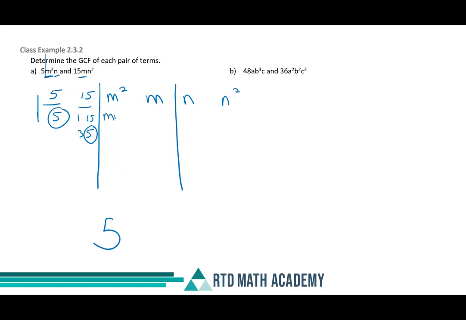Here I've got two m's. I've only got one m in the second term, so I can only actually take the highest number of m's that will be common between those two terms. That's one m, and the same thing happens with the n's. I have two n's in one term and one n in the other term, so I can only actually use one n. So the greatest common factor between 5m squared n and 15m n squared happens to be 5mn.